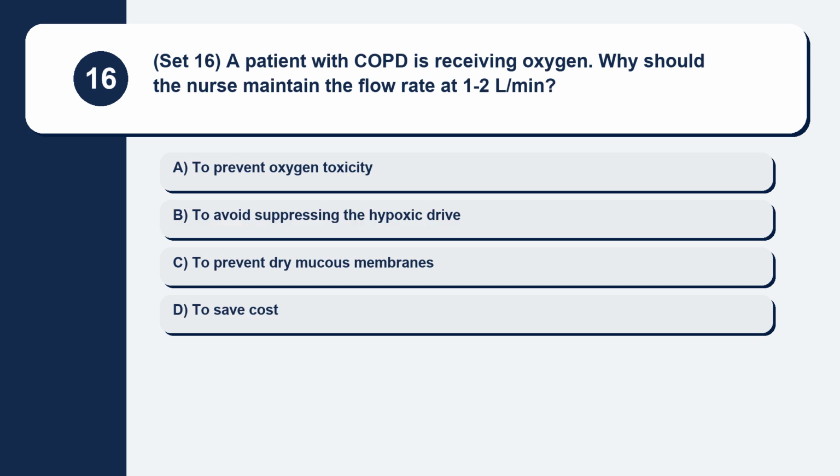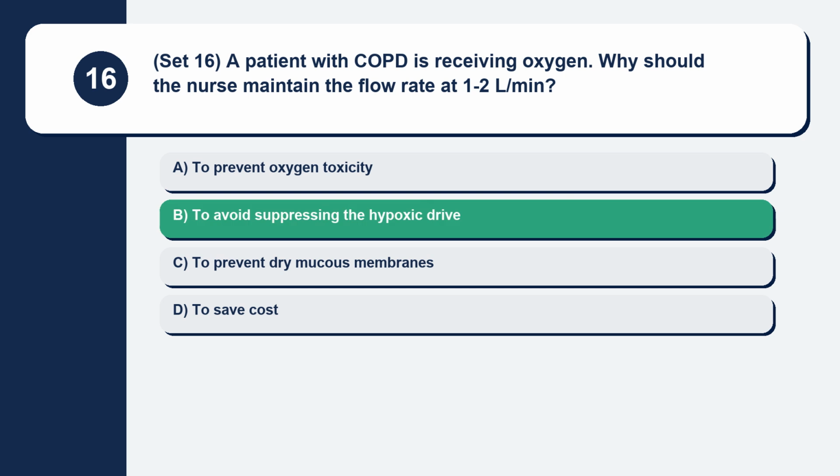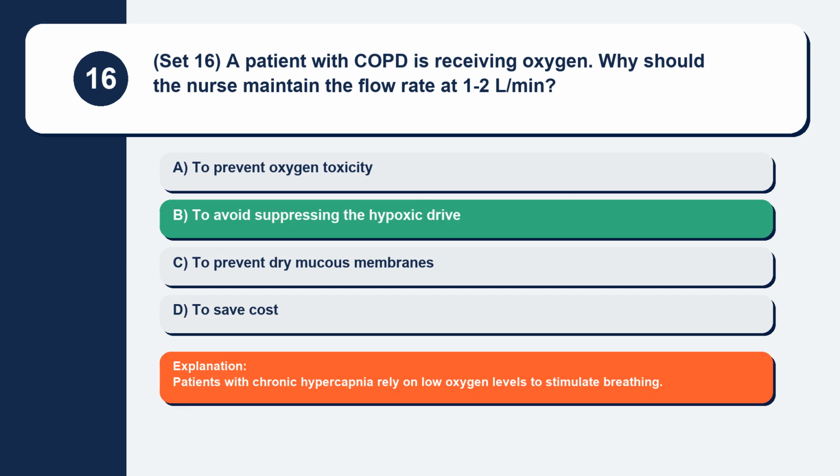Question 16. Set 16. A patient with COPD is receiving oxygen. Why should the nurse maintain the flow rate at 1 to 2 L/min? To prevent oxygen toxicity, to avoid suppressing the hypoxic drive, to prevent dry mucous membranes, to save cost. Patients with chronic hypercapnia rely on low oxygen levels to stimulate breathing.